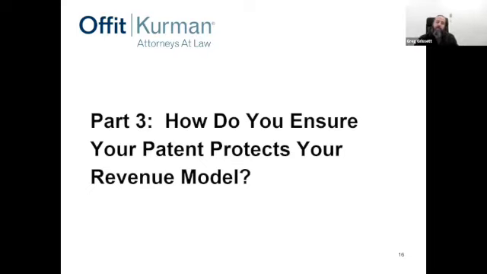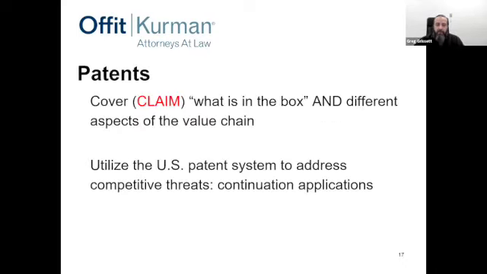So ensuring your patent protects the revenue model isn't necessarily a patentability question. I'm kind of sidestepping that and just thinking practically about, okay, assuming patentability, what can we do to make sure that we're bolstering the IP? Two things you want to do generally is, one, claim what is in the box in different parts of the value chain. We're going to go into that in some depth, and then use continuations in a later stage in the patent process that we'll talk about.